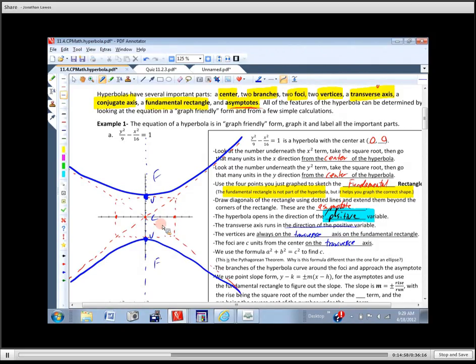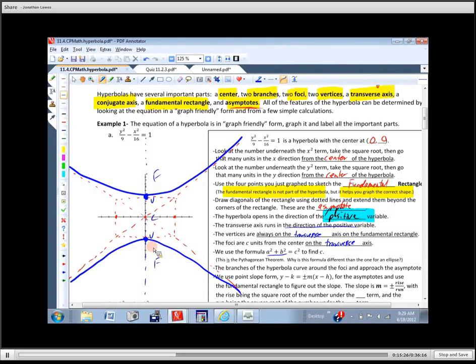Well, here's the cool part. It's a squared plus b squared equals c squared. It's just like the Pythagorean theorem. The reason is that if we're going to have the foci outside that rectangle, we've got to add something to the big one to make sure it's outside. Does that make sense? Minus made sure we were inside for an ellipse. Adding those two together makes sure we're outside of that fundamental rectangle for a hyperbola.